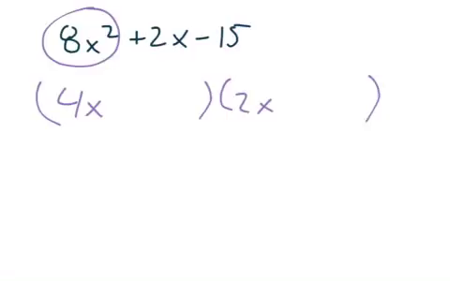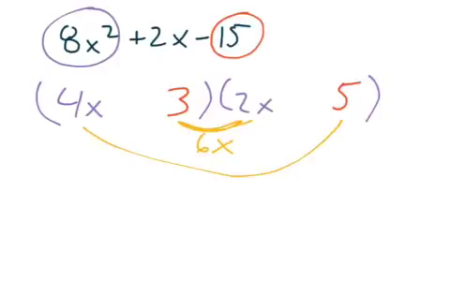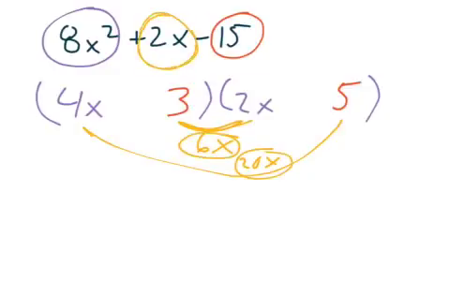Okay. What about the 15? Isn't 15 normally 3 times 5? So let's do 3 times 5 and see what happens here. Notice the 3 will times the 2x and give me 6x. The 5 will times the 4x and give me 20x. Can the 20x and the 6x, look where my gold is, can that give me my 2x? No. 20 minus 6 is 14. 20 plus 6 is 26. There's no way I can get that 2. So I have to start all over again.